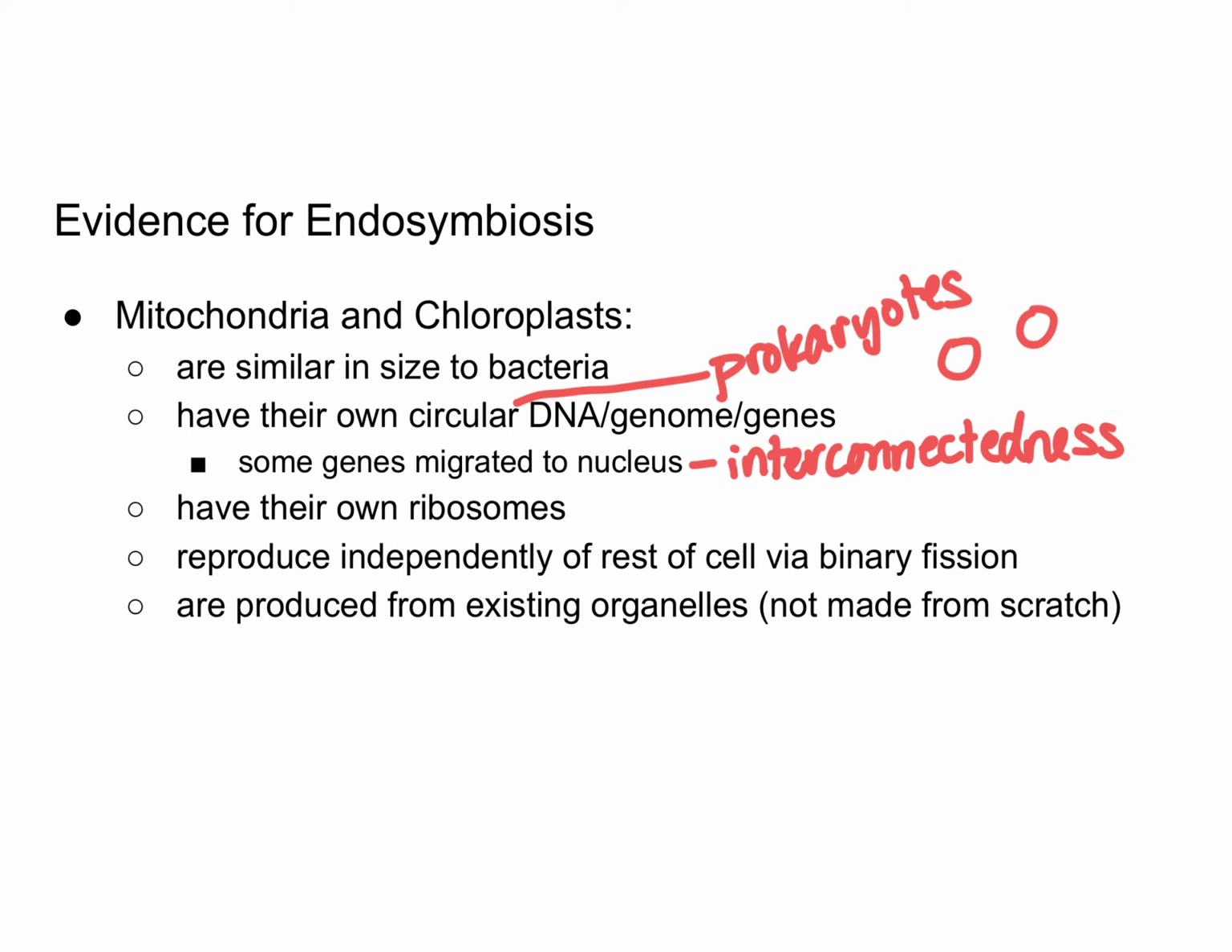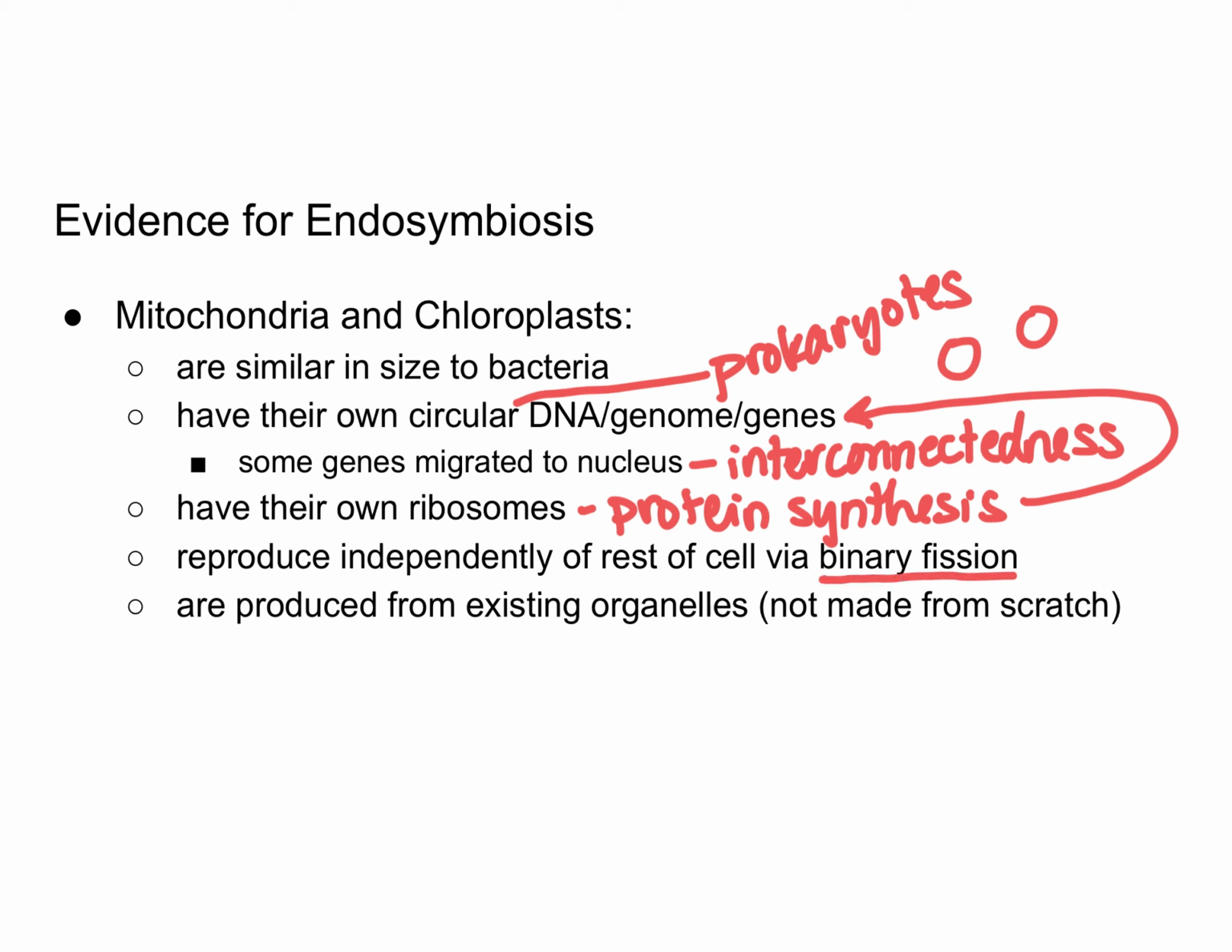Mitochondria and chloroplasts also have their own ribosomes. And remember, ribosomes are involved in making proteins, so this process of protein synthesis. And much of the proteins that they make link back to these genes that they are carrying in their own genomes, independent of the main eukaryotic cell genome. Mitochondria and chloroplasts also reproduce independently of the rest of the cell, and they do so by a process that is very similar to binary fission, which once again is how prokaryotes reproduce.